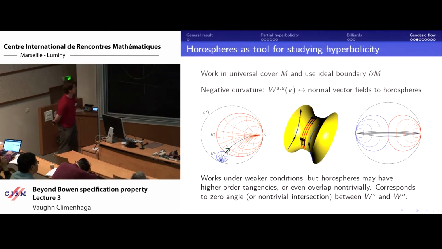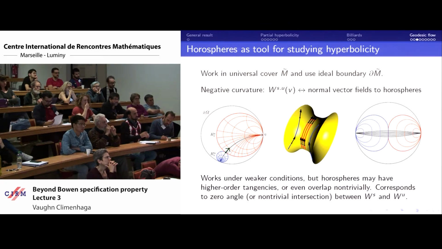So in negative curvature, the idea is to work in the universal cover, which we denote M tilde. You have an ideal boundary, so the universal cover is, of course, a ball. It's homeomorphic to R^n. The ideal boundary is homeomorphic to the sphere of 1 dimension less. And in negative curvature, there's this nice correspondence between the stable and unstable manifolds associated to a vector and the normal vector fields to the horospheres.